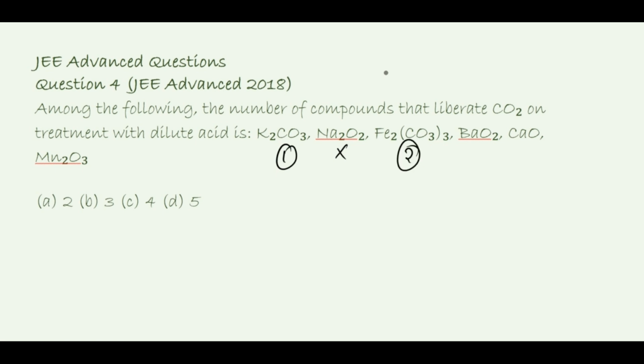What about barium peroxide? Again, hydrogen peroxide will be produced. Calcium oxide, no. Calcium chloride and H2O will be produced. What about manganese oxide? In case of manganese oxide also, it will not produce any CO2 gas. Very simple question. If carbonate is there in the compound, it will release CO2 because it is reacting with the dilute acid, isn't it? So the answer to this question is 2.